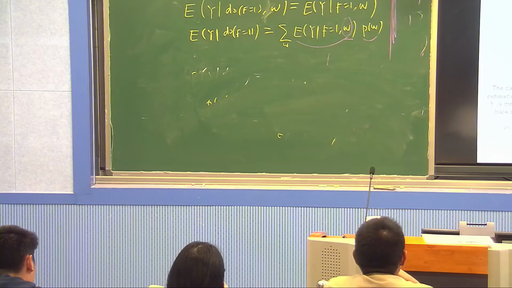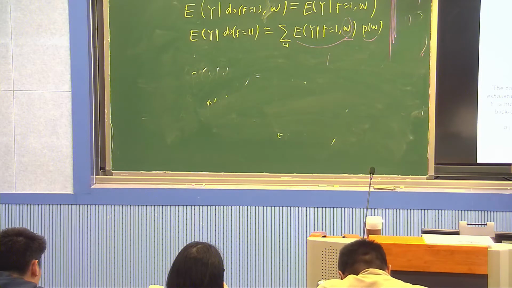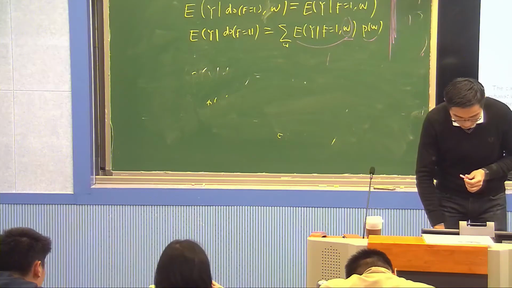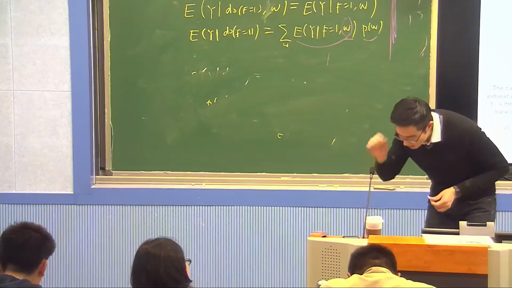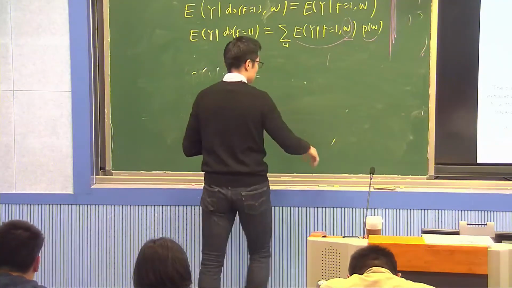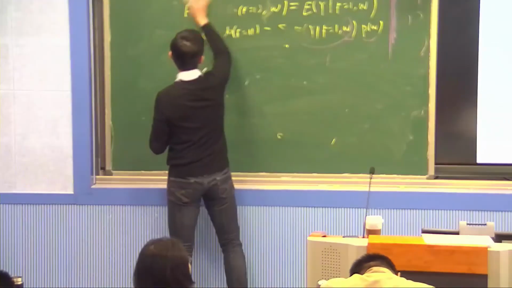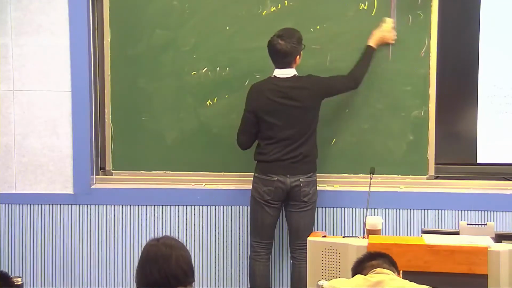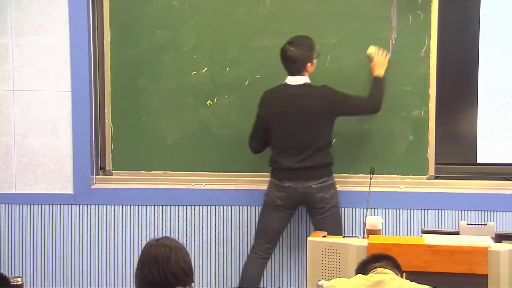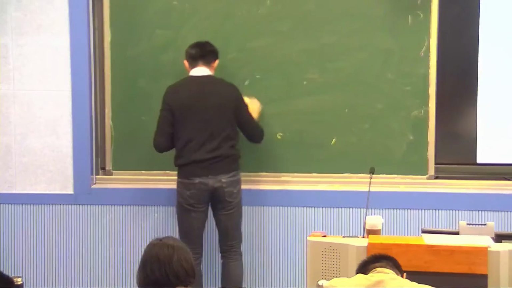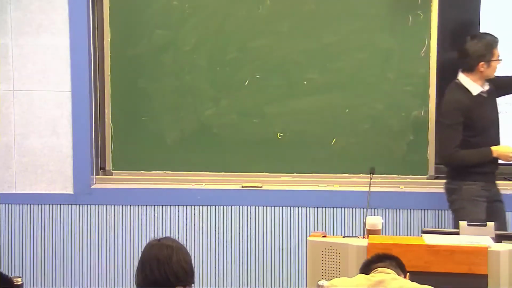But if U is unobserved, then we need to see M, because M can also help us identify the causal effect. How? Let's take a look at an example.